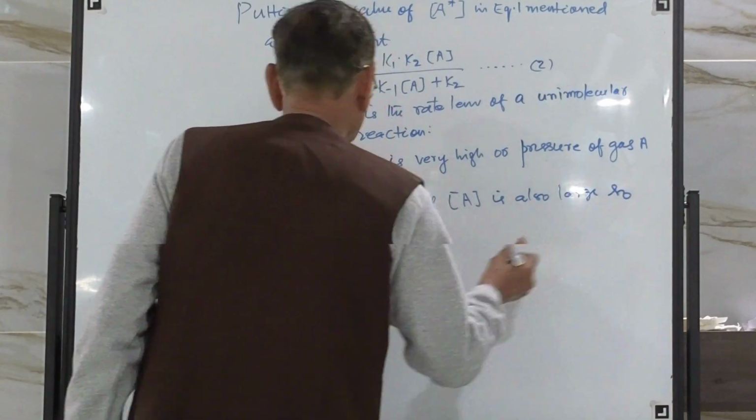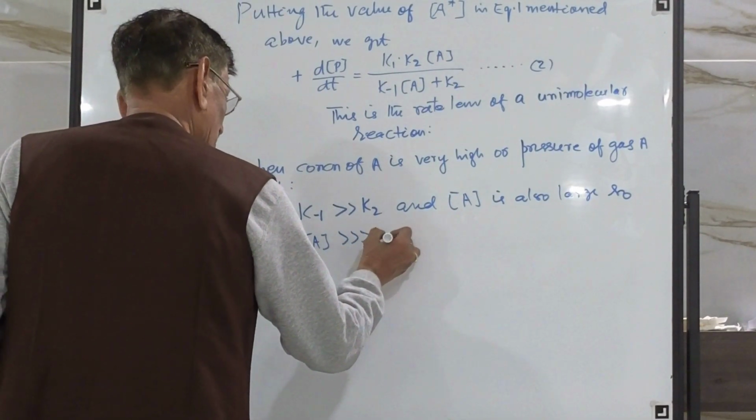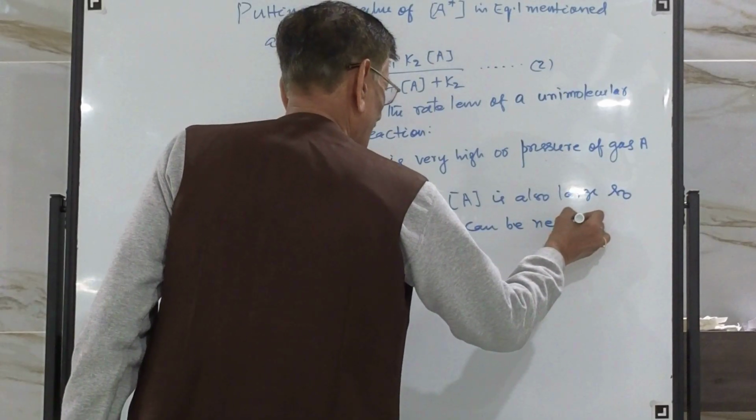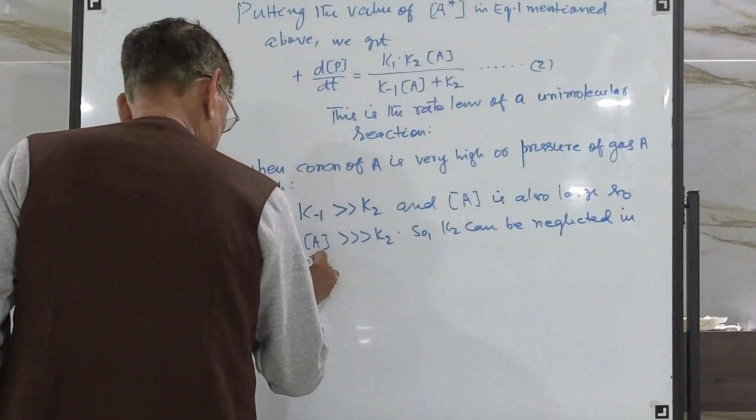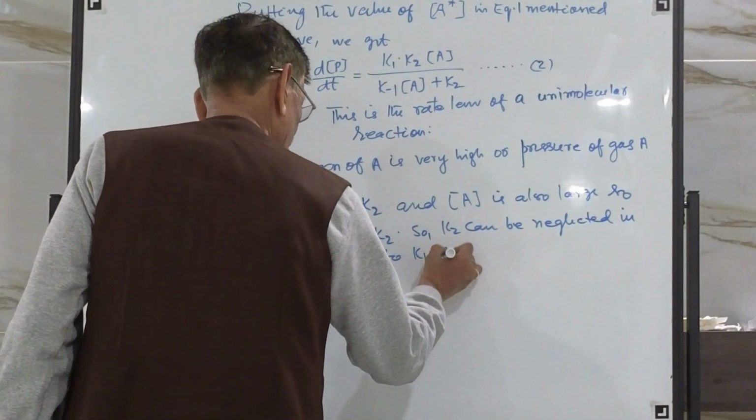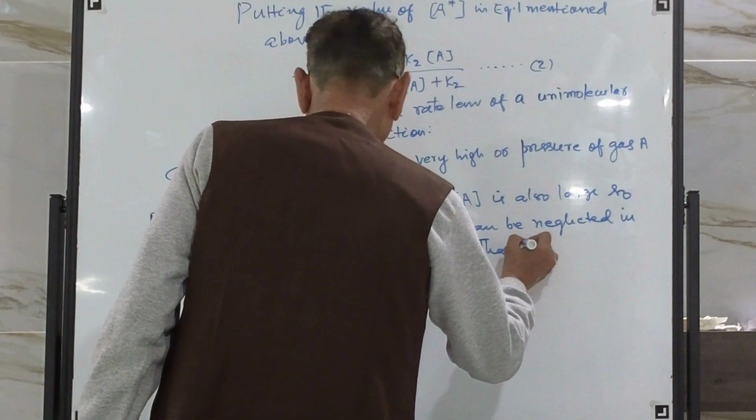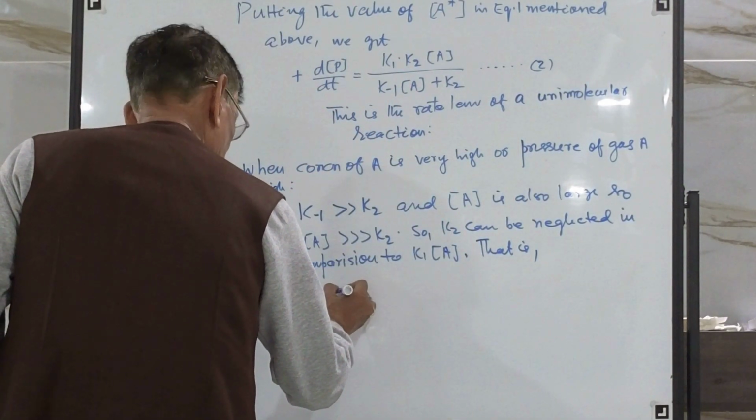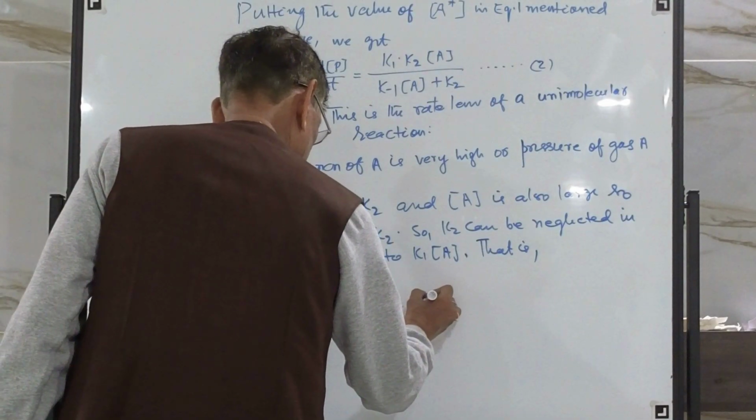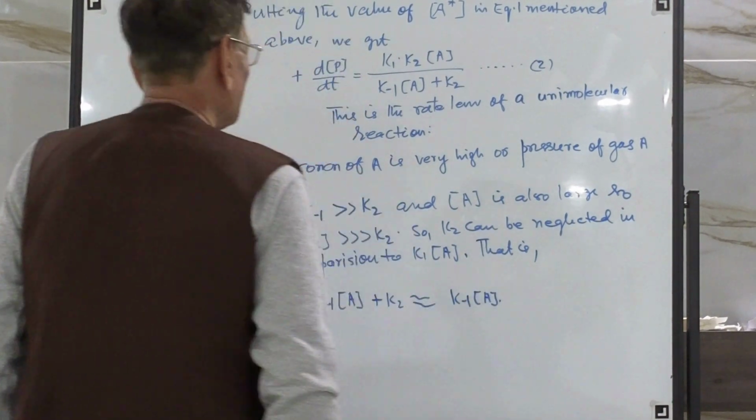So K minus 1 A is far more than K2. So K2 can be neglected in comparison to K minus 1 A. That is, K minus 1 A plus K2 is approximately equal to K minus 1 A.